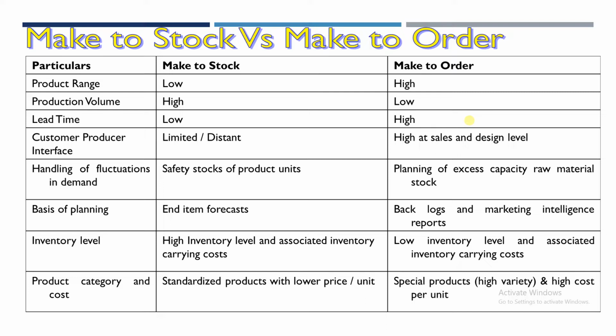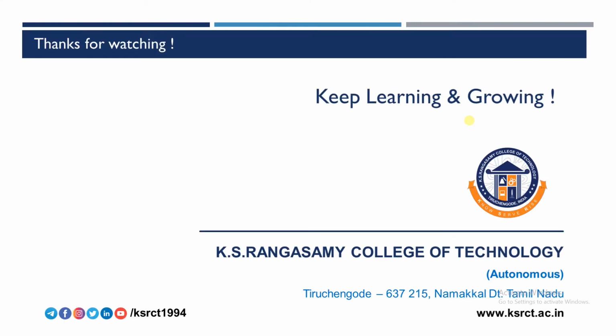In make to stock, planning happens as an end item forecast, but in make to order, backlogs and marketing intelligence reports act as planning tools. Inventory level is always higher in make to stock, whereas inventory level is very low in make to order system. Product category and cost: in make to stock system, standardized products with lower price per unit, but in the case of make to order, special products and high cost per unit.